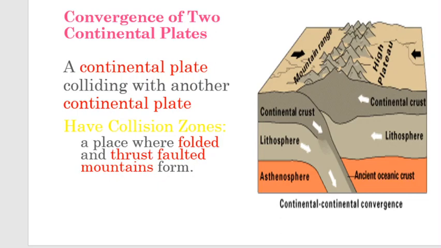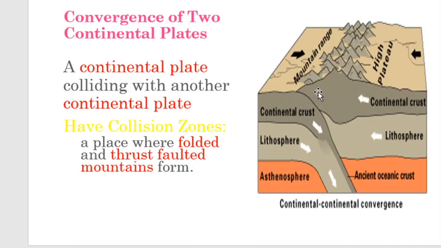So the last kind of the convergent plate boundary, we have the convergence of two continental plates. So we have to take note the difference of the first two with this one. When there is convergence of two continental plates, this happens when two continental plates are colliding against each other without any subduction. What we have here would just be collision zone.